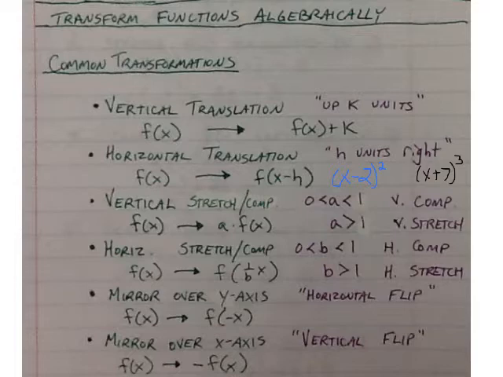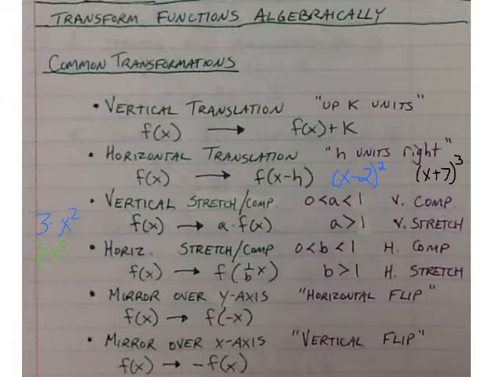The vertical stretch or compression, we multiply the whole function by a value. And the size of that value determines what sort of thing's going on. If the value a is between 0 and 1, it's a vertical compression. And if it's greater than 1, it's a vertical stretch. So 3 times x squared is a vertical stretch, whereas 2/7 times x to the third is a vertical compression.